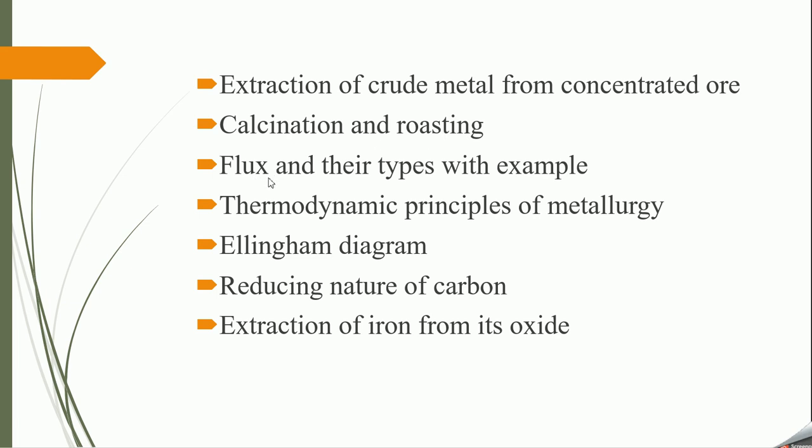Then you studied what are flux. Flux is a chemical substance that reacts with the gangue to form slag. Here we have two types of flux, that is acidic flux and basic flux. Usually acidic flux is used to remove basic impurities and basic flux is used to remove acidic impurities.